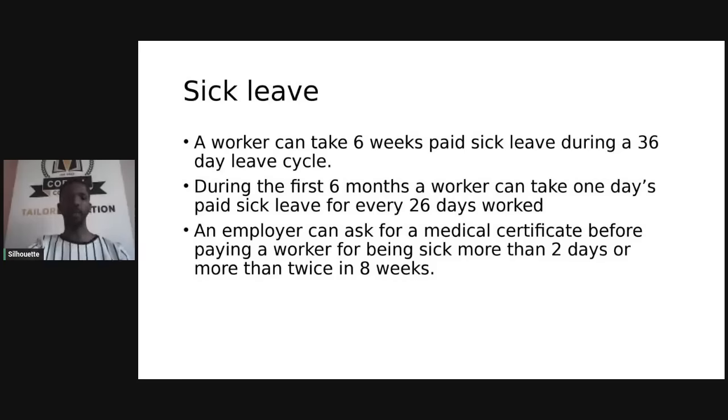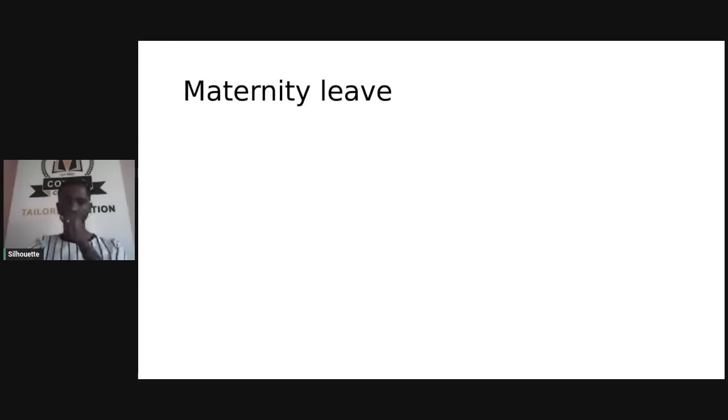And then sick leave, a worker can take up to 6 weeks of paid sick leave during a 36-day leave cycle. During the first 6 months of employment, a worker can take paid leave for every 26 days that they work. And then an employer can ask for a medical certificate or proof if an employee is not at work for 2 days in an 8-week period. And then when it comes to sick leave, I think I'm repeating that.